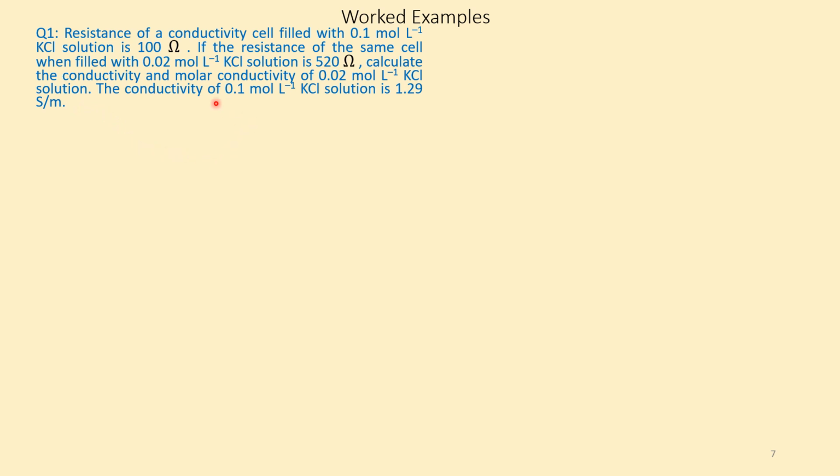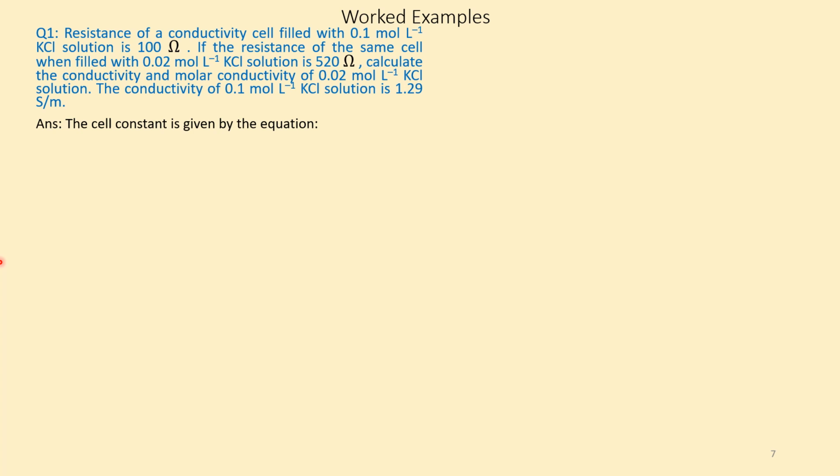So here the KCl solution has two different resistances. When its concentration is 0.1 moles per liter, it is 100 ohms, whereas when the concentration is 0.02 moles per liter, the resistance is 520 ohms. We have to calculate the molar conductivity of 0.02 mole per liter KCl solution. The conductivity of 0.1 mole per liter KCl solution is given. Okay, we have to find the second case. Let us solve it quickly.